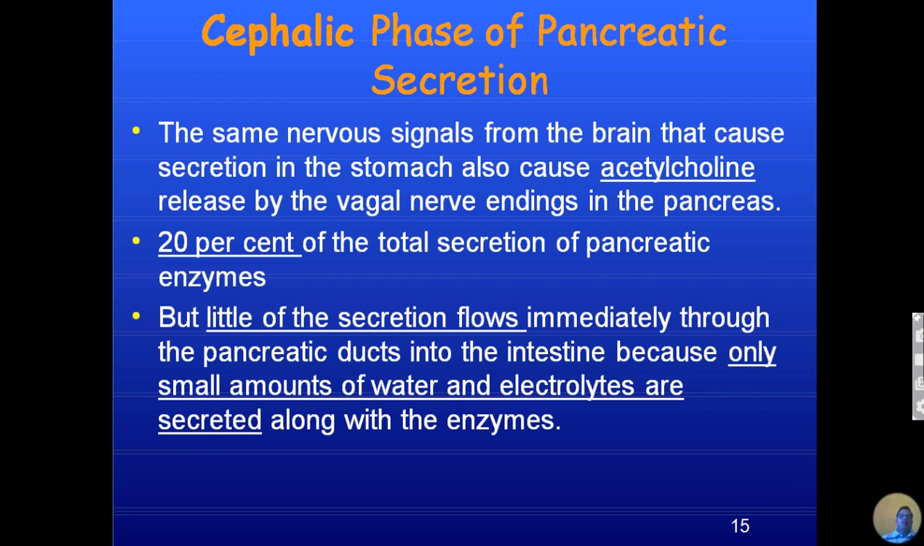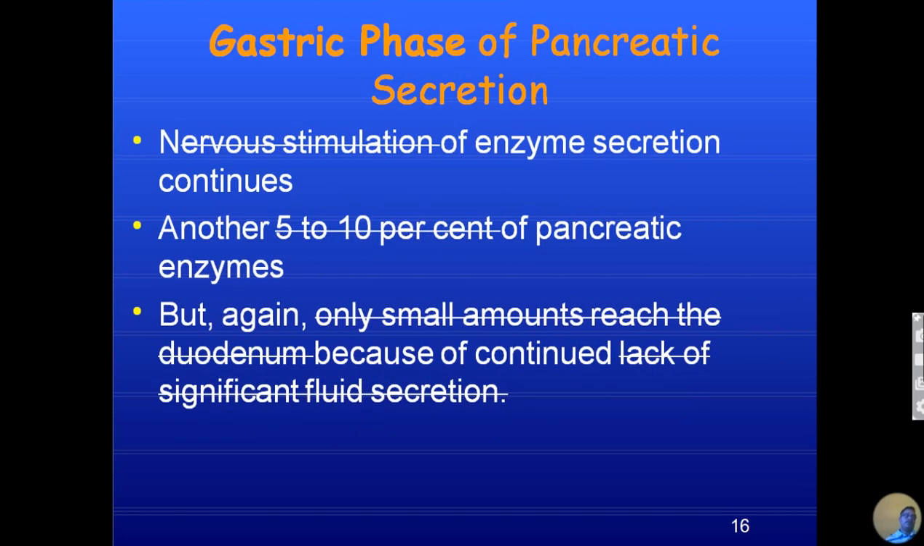So secretion flows immediately from the pancreatic duct into the intestine, because only small amounts of water and electrolytes are secreted at a time. So the enzyme has to be released within the duodenum with the relaxation of the sphincter. The next phase will be the gastric phase of pancreatic secretion.